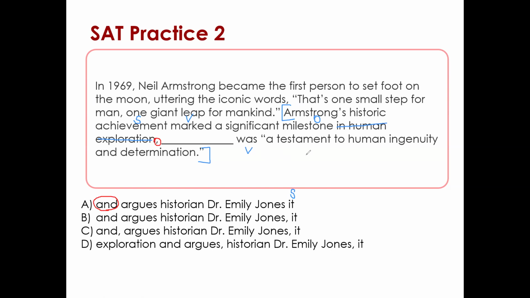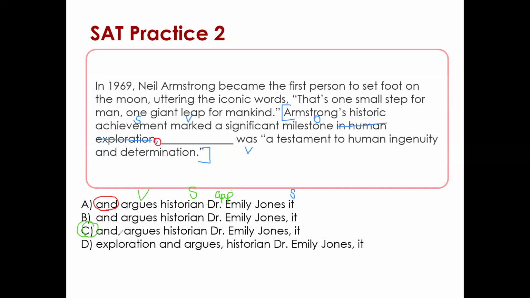So again, our formula is comma fanboys equals semicolon equals period. Now, argues historian Dr. Emily Jones. You know that, oh, this is my parenthetical expression, right? Historian is the subject. Dr. Emily Jones is part of the subject. It's an appositive, right? Argues is the verb. And as we know, you need two commas to separate the non-essential, the parenthetical expression. So the answer would be C.